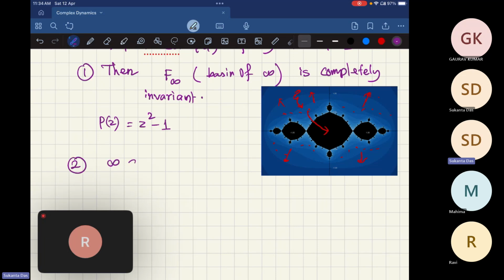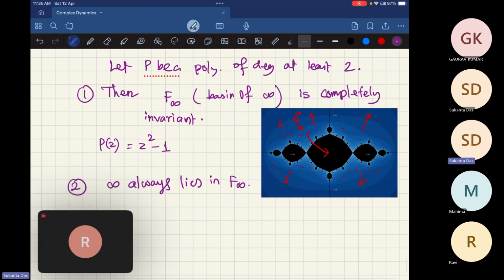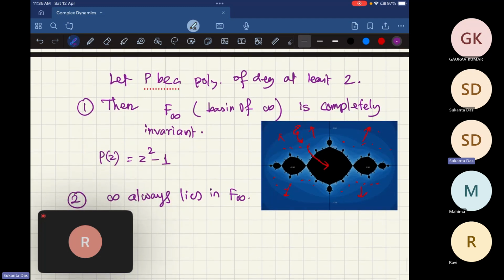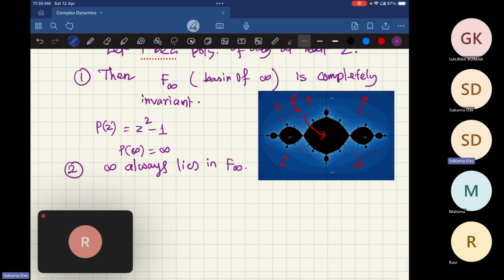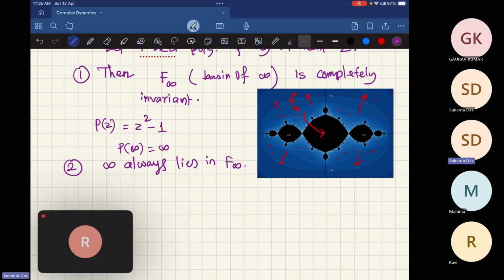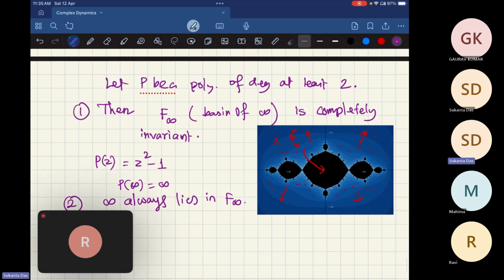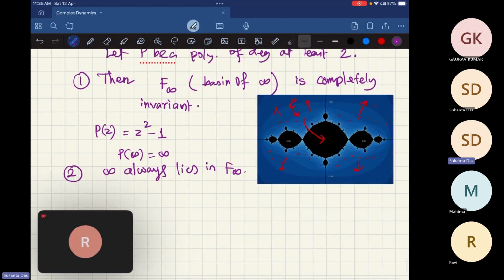Second one is that infinity always lies in the basin of infinity. So trivially, for a polynomial, we know if my polynomial is p, then p of infinity is infinity. So infinity is a fixed point of this polynomial. Then it is easy to check that infinity is always in the basin of infinity. This is trivial, right?